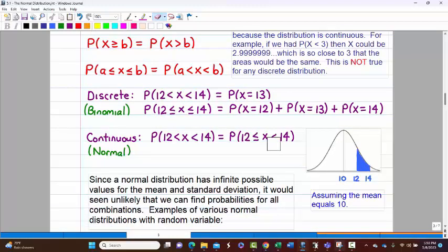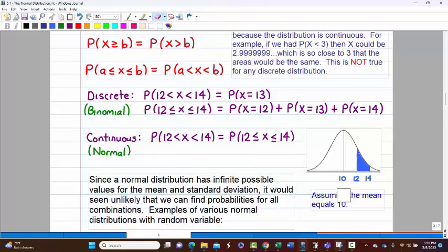Like what I'm showing you right here, here's an example of a discrete, specifically a binomial. If you have between 12 and 14 with no equals, that means strictly 13. But if you put equals here, between 12 and 14, that means 12 plus 13 plus 14. So it would include all 3 of those. Huge difference. Normal distribution, no difference.